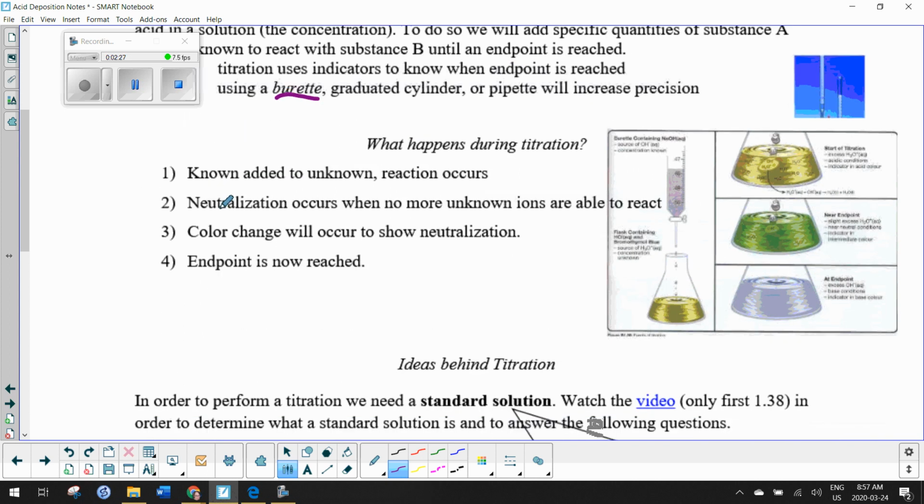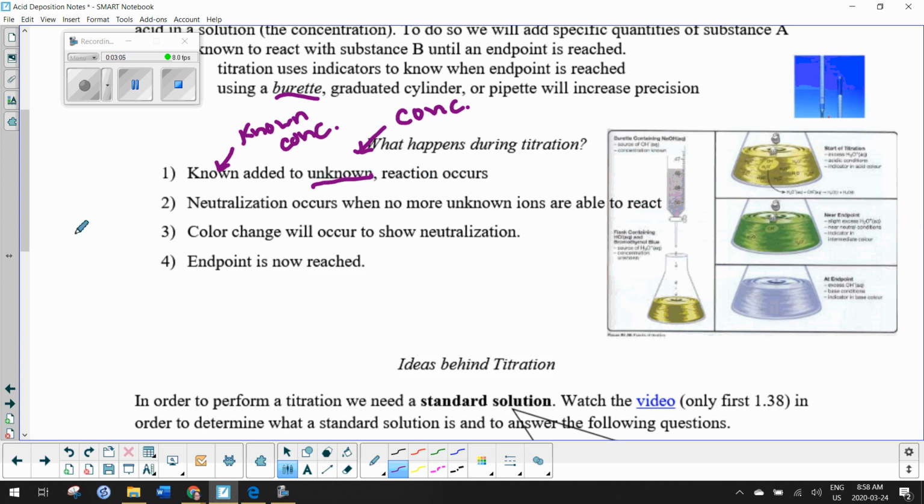So what happens during titration? We have a known concentration. What a known means is we know the concentration, and it is added to the unknown concentration. So we're trying to find the concentration of this substance based on the fact that we know the concentration of this substance. When we mix the two, a reaction is going to occur.